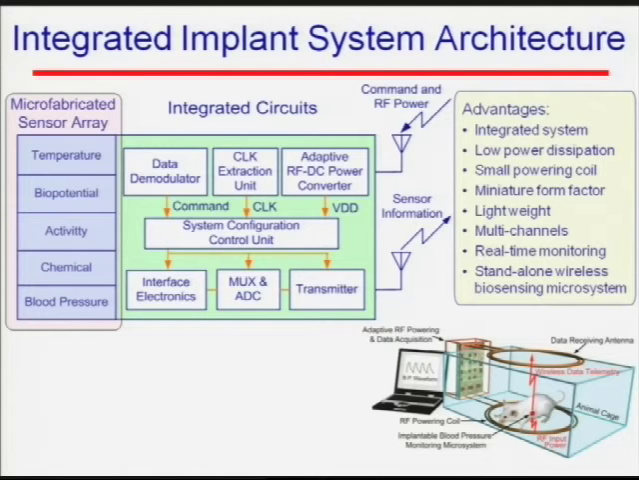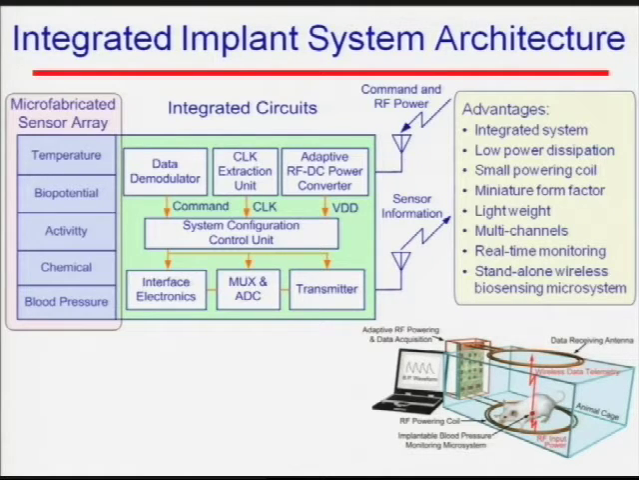So radio frequency energy comes in and is converted to a DC on-chip supply. This is 2 volts with a few hundred microamperes of current driving capability to run the whole system. And of course, we have a clock extraction unit to run the digital logic. From this picture, you can see it is an integrated system design. Therefore, we expect to achieve low power dissipation, and I'll show you from the measurement results that the power dissipation is very low. Because of low power dissipation, I can use a small powering coil to receive external energy to power the system.